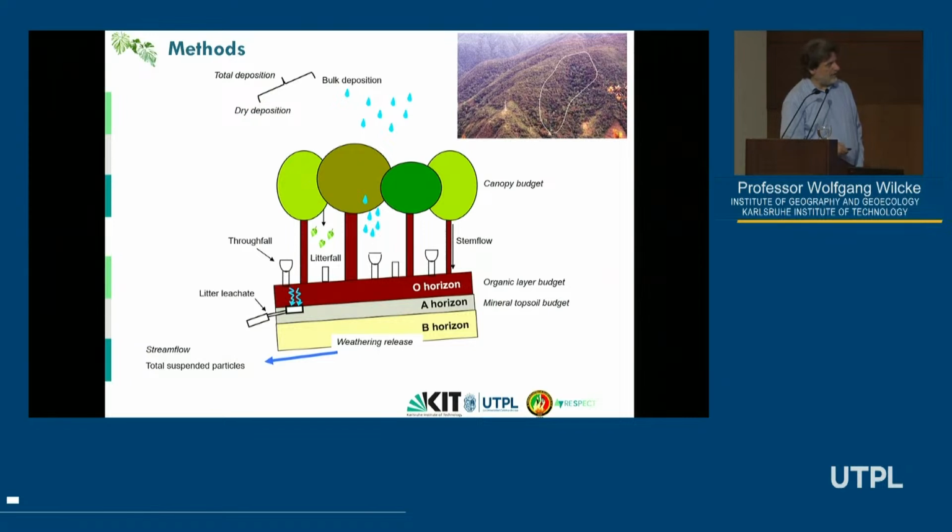Then we go into the soil, we measure water and nutrient fluxes through the thick organic layers, the O horizons, with a litter leachate sampler. Then we have soil solutions from A and B horizon, have determined weathering release, and sample the stream water. So we fully cover the waterway from the atmosphere through the whole system to the stream. This allows us to budget the various ecosystem compartments, like the canopy. There we can come up with a canopy budget, we can budget the organic layer, and we can budget the mineral topsoil. So let's come to the first results.